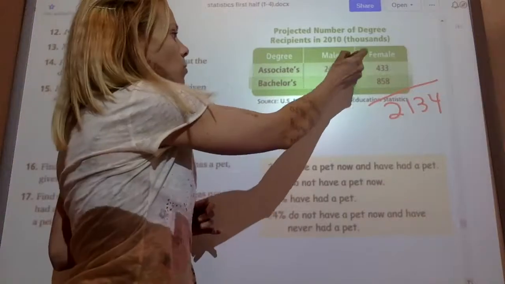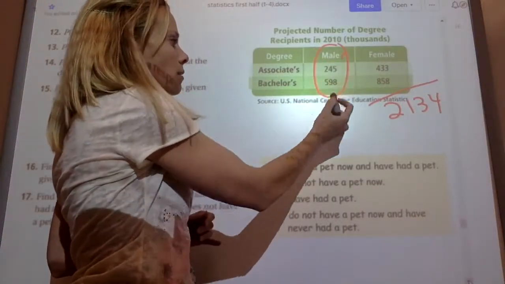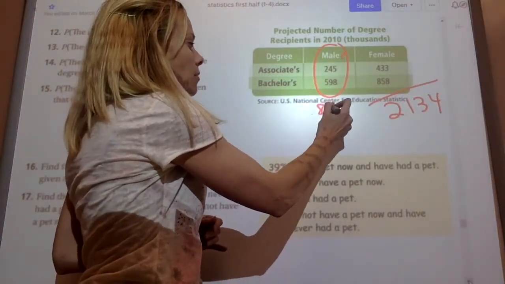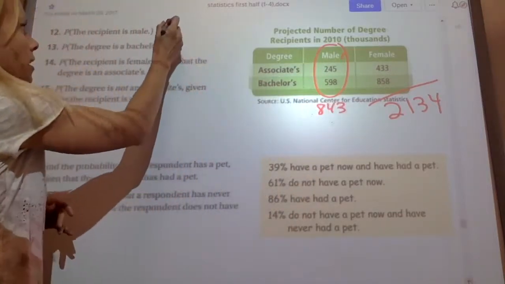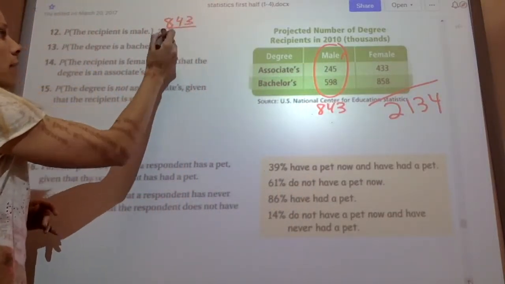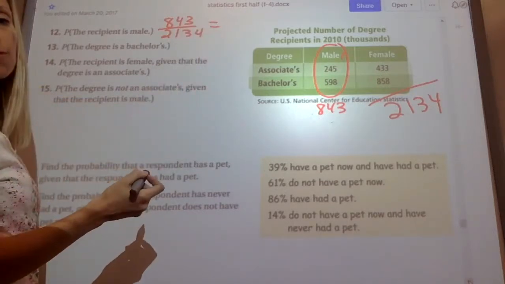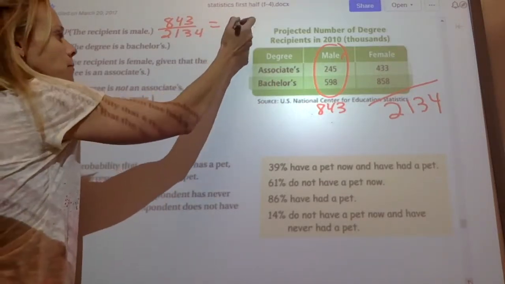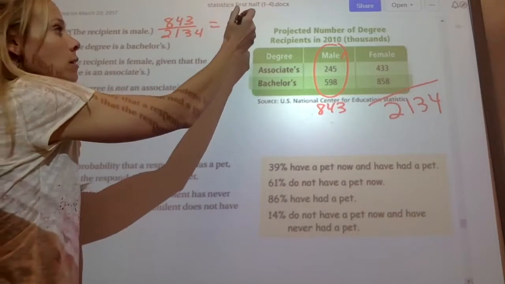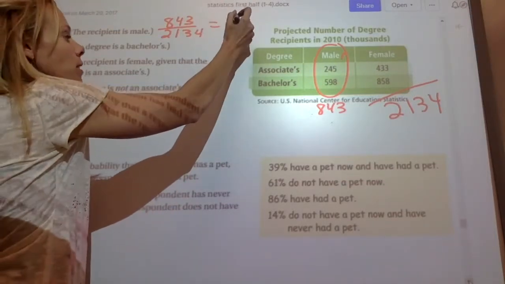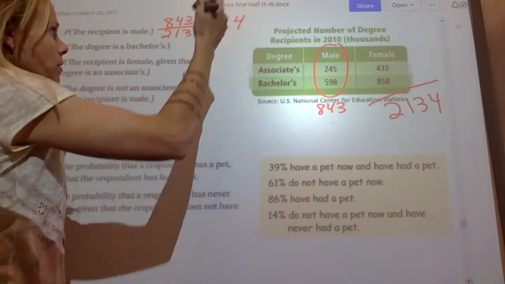So I look, who's male? How many total are male here? 843. So I would take 843 divided by 2,134, which is what as a decimal? 0.395. Point what? 0.395. 0.39, so 0.4. Good.